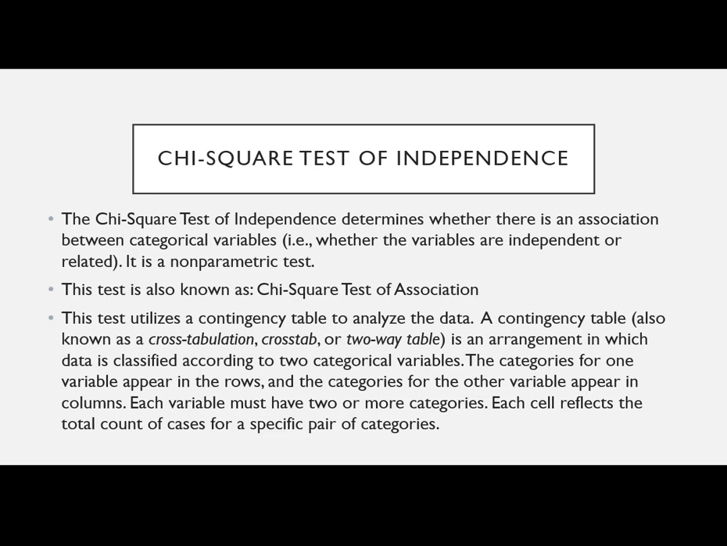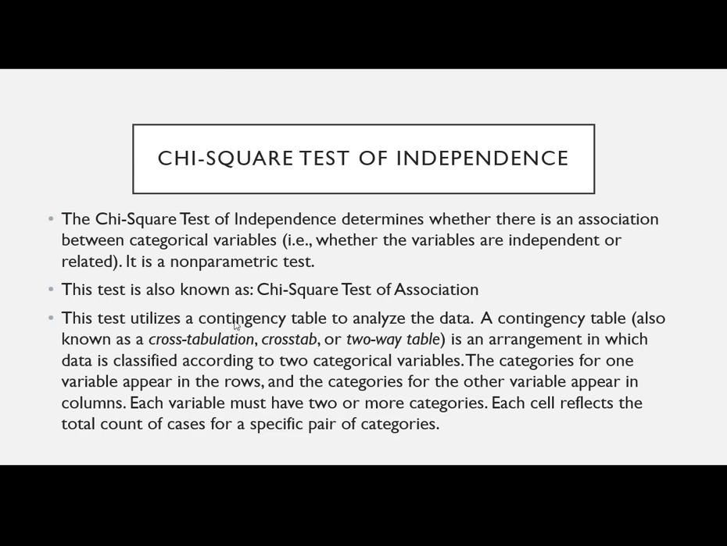Going forward, now we're going to talk about the chi-square test of independence, which determines whether there is an association between categorical variables, whether the variables are independent or related. It is a non-parametric test. It's also known as the chi-square test of association. So either they're independent of each other or they're associated with each other. The test utilizes a contingency table to analyze the data.